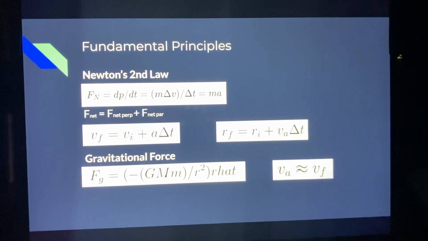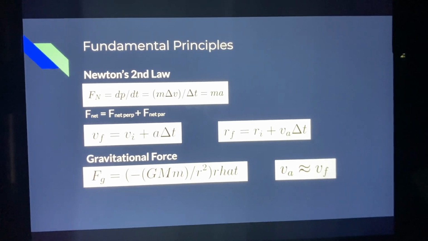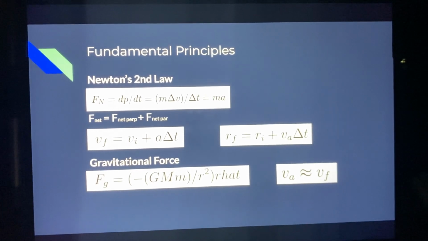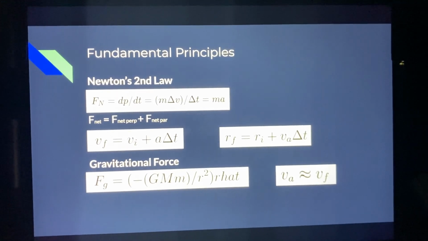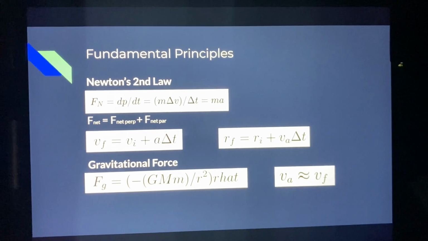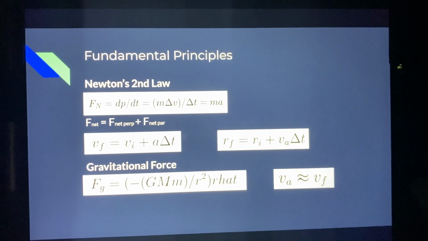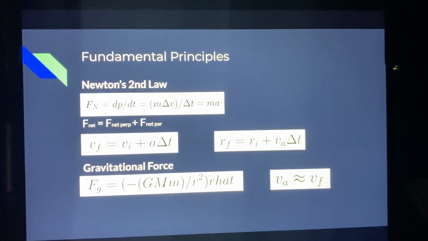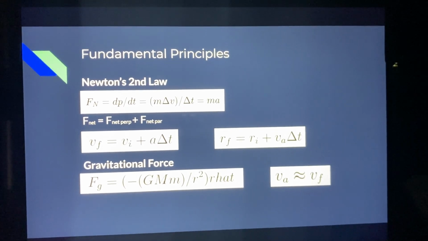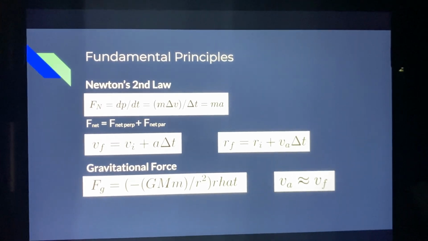Obviously, net force is equal to dp over dt, which is also equal to the mass times delta v over delta t, which is equal to mass times acceleration. The net force is equal to the parallel and perpendicular components of that net force added together. And then we have some update formulas. We have the velocity update formula and the position update formula that can be derived from Newton's second law.